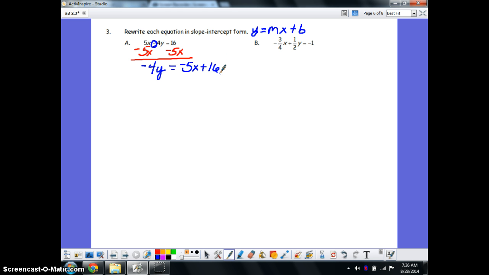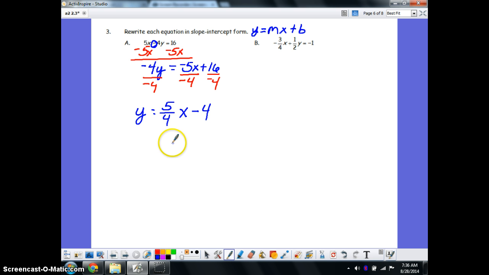And finally, to get the y completely by itself, we divide everything by negative 4. And that means every term gets divided by negative 4, including the negative 5x and the 16. So, dividing, we have y is equal to, we can simplify this because there are two negatives, so that becomes 5/4 x. 16 over negative 4 is minus 4.